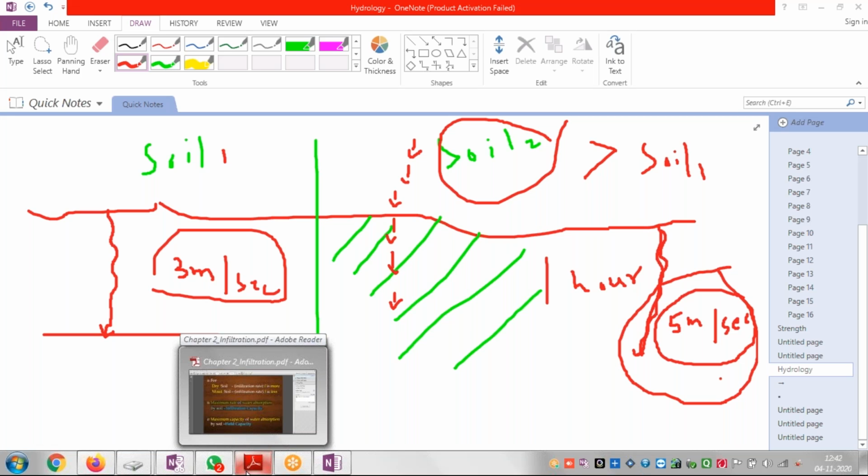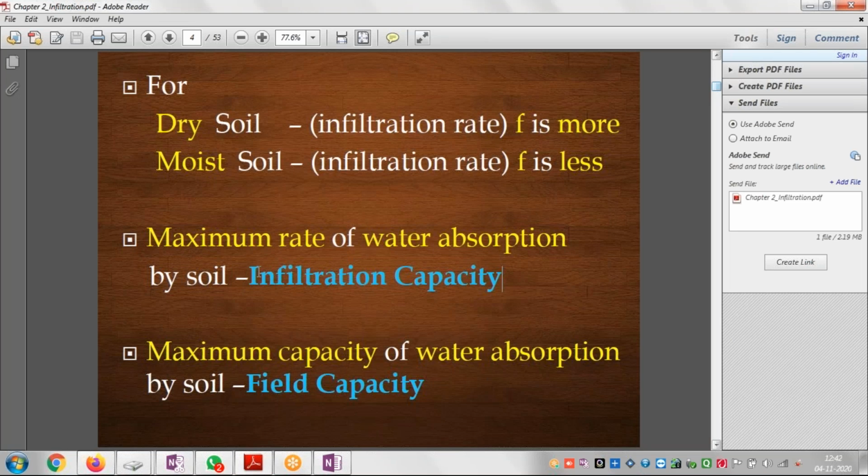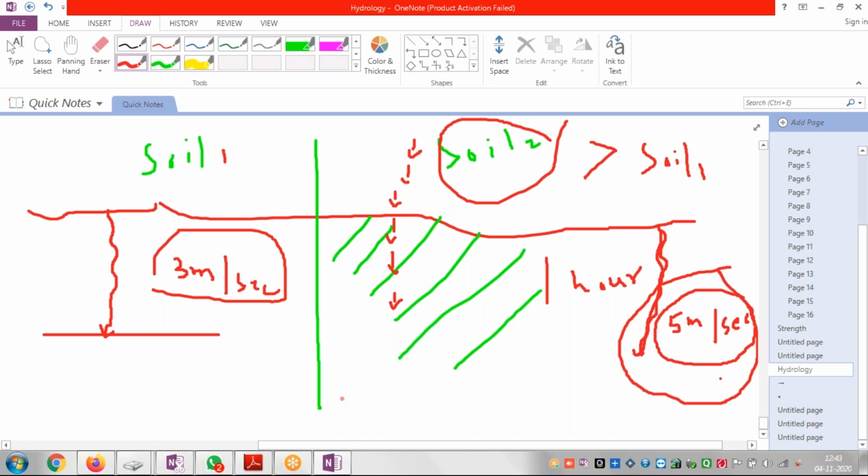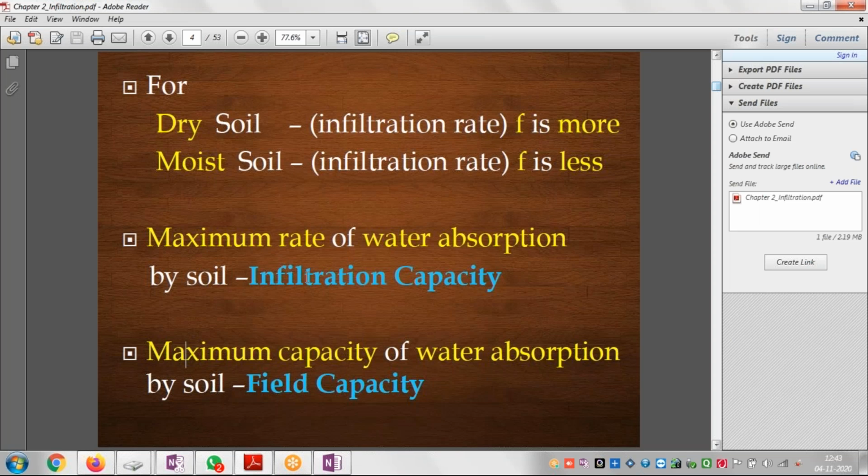Yes or no? Yes. So this is called the infiltration capacity. The maximum rate of water absorption by the soil will be called infiltration capacity. Now what is the maximum capacity? Maximum capacity is talking in terms of volume. Remember this point. This is maximum rate, and here it is maximum capacity, for absorbing the water by the soil.